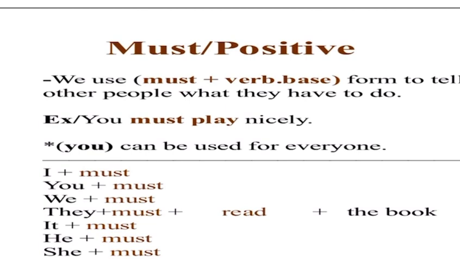You must play nicely. Here we have must play. We didn't say you must playing nicely. We have must plus verb base. Whichever verb comes after must, such as play, eat, write, read, it must be the base form.